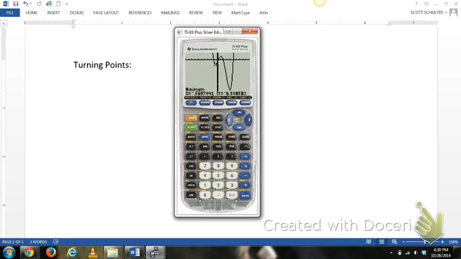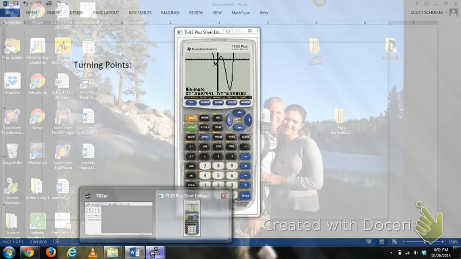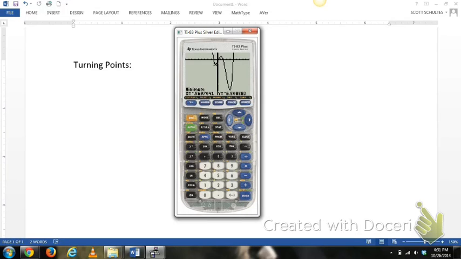Now what I'm going to do is go back and try to find my, sorry about that, this keeps on disappearing. Now I'm going to go second trace, and I'm going to find that maximum value. So I'm going to choose 4.